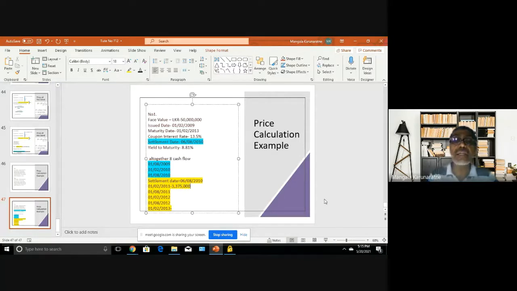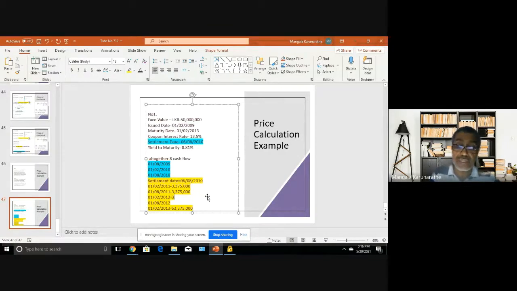375,000. So likewise, you get all cash flows. 3,375,000. What is the last one? 50 million, the face value. 53 million. 53,375,000. Correct? So this is again 3,375,000.